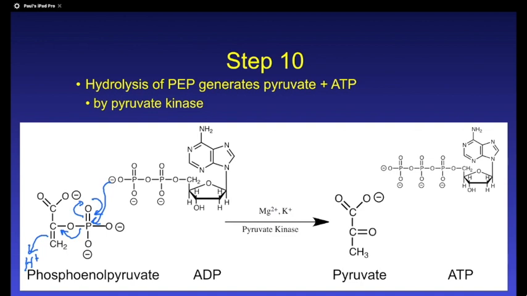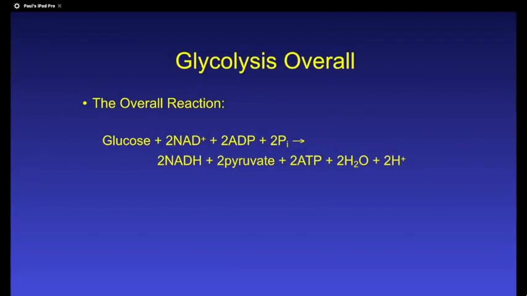And so the overall reaction here. I told you that you had to know the overall reaction. Here is just the overall reaction you need to know. All right? Glucose plus 2 NAD pluses plus 2 ADPs plus 2 Pi's yield 2 NADHs, 2 pyruvates, 2 ATPs, 2 waters, and 2 protons. All right, I want you to know this.